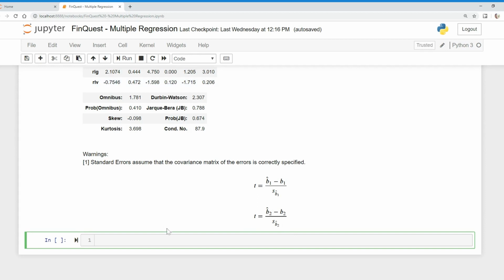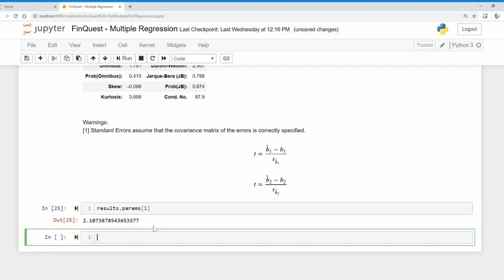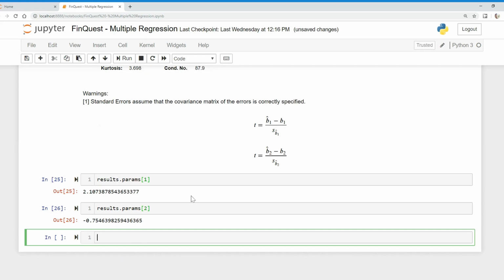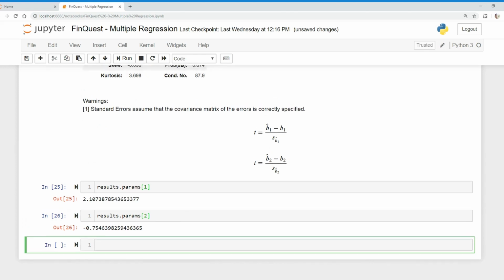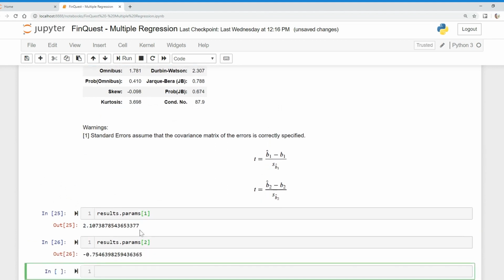So first, let's just plug this in. We'll just take results dot params. We want to look at the Russell growth index and see that coefficient first, 2.10. And also if we want to look at the coefficient on our Russell value index, it's negative 0.75, just like so. Now, before we begin, we need to determine our t-critical value.